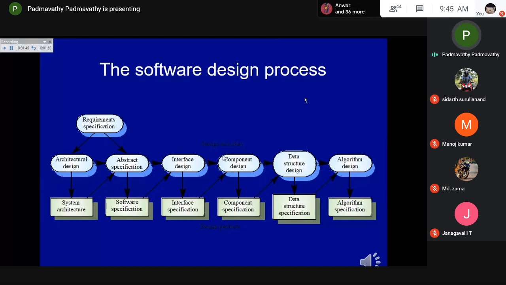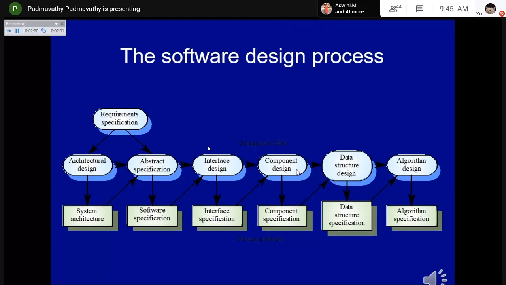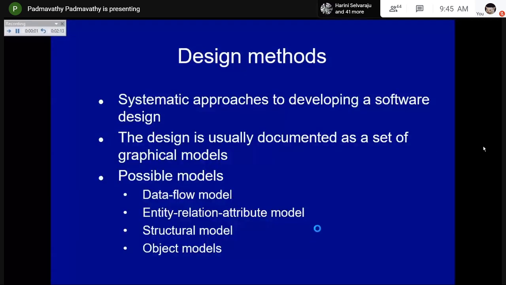And then, based on the component design, they are going to identify the data structure that they require for this particular component module, and the data structure is designed, and finally the identified algorithm is specified. So these are the processes involved in the design process. This in detail you will be learning in the third unit. This is just an overview.